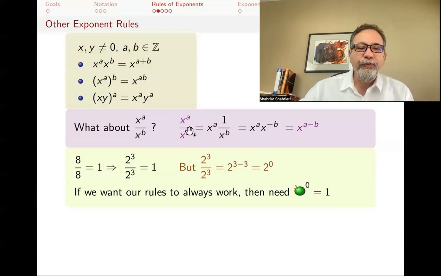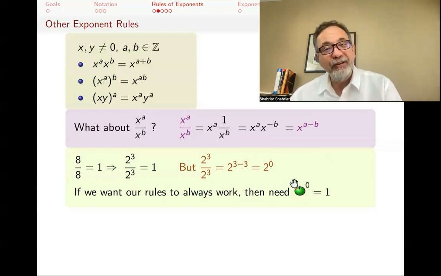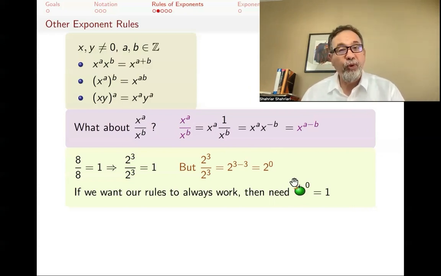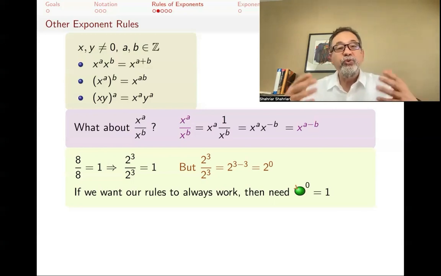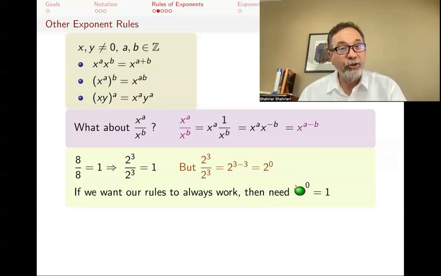The thing that needs proof is x to the a times x to the b is x to the a plus b. If I had not defined something to the 0 to be 1, then this rule would work, but not in all cases. If I want these rules to work for everything, then the thing to do is to define something to the 0 to be 1.